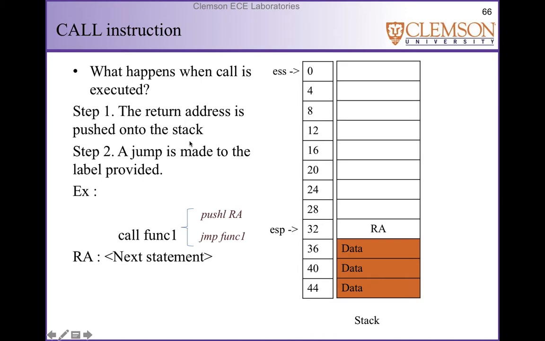So when call is executed, wherever ESP is pointing, it'll push the return address here. And then it'll just stay. So ESP is technically pointing to here. Push L will be utilized, so it decrements one place and stores the return address. That's what call does.